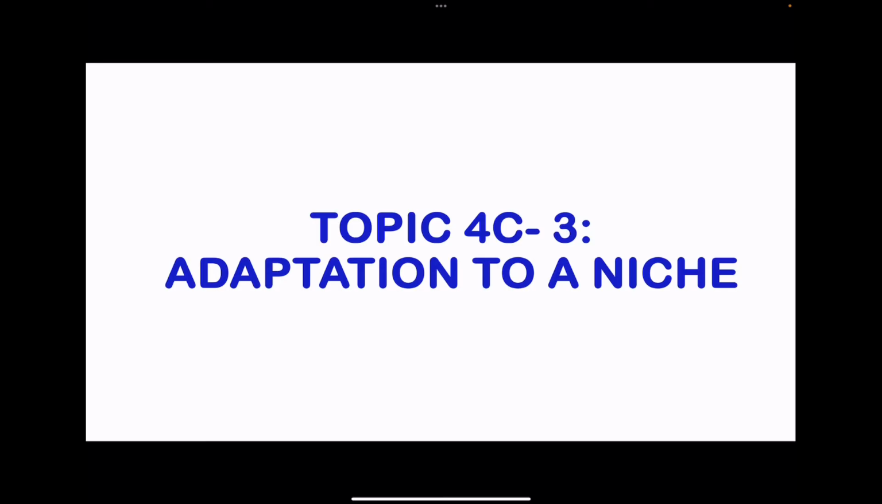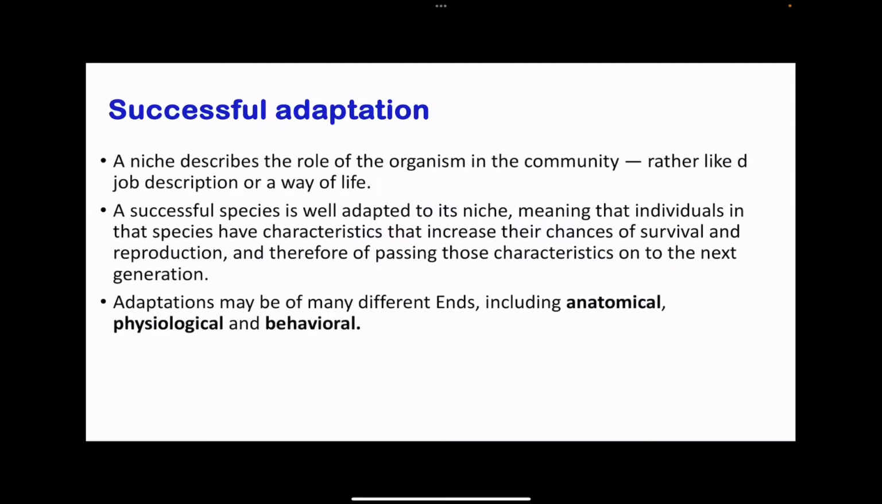Moving on to topic 4C3, adaptation to a niche. Beginning with successful adaptation, I'm going to look at what a niche is. A niche is the role of an organism in a specific ecosystem or a specific community. If a species is successfully adapted to its niche, it means the individuals within that species have characteristics that increase the chances of survival as well as reproduction, and these are going to be passed on to the next generation, which are going to be the offspring.